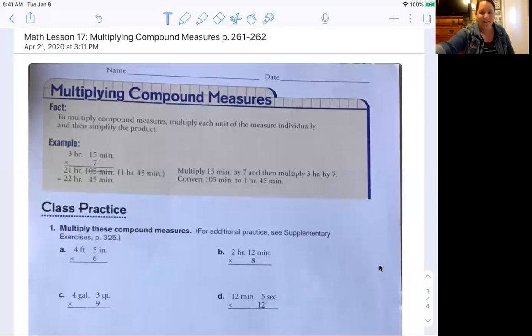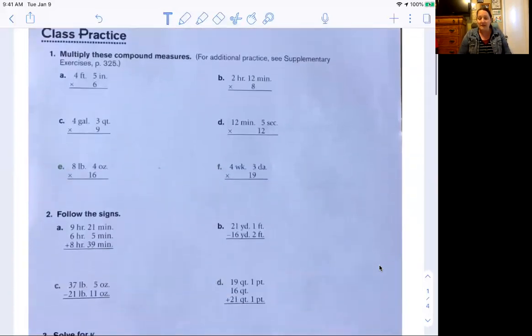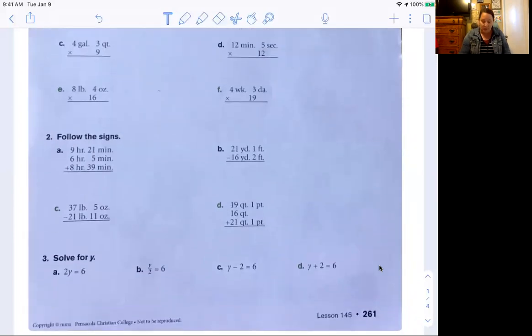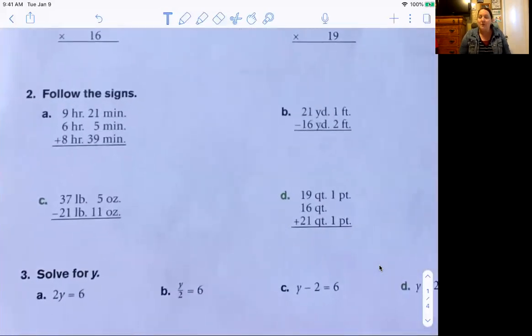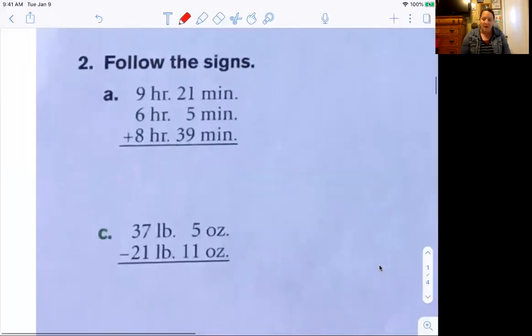So sorry. Okay, so we are on multiplying compound measures today, page 261 to 262. Before we begin today's lesson, though, I would like to go to number 2, and we're going to review what we've done the last couple of days. So number 2 says follow the signs. Well, it's important that we know what the signs are.